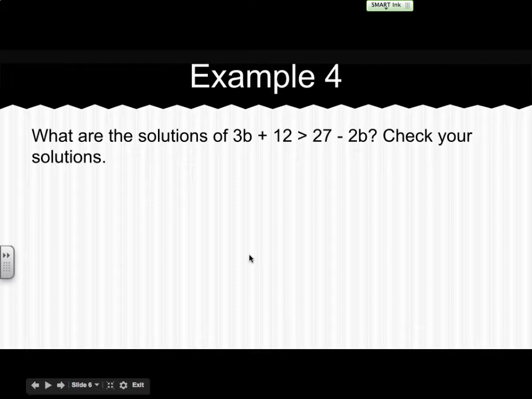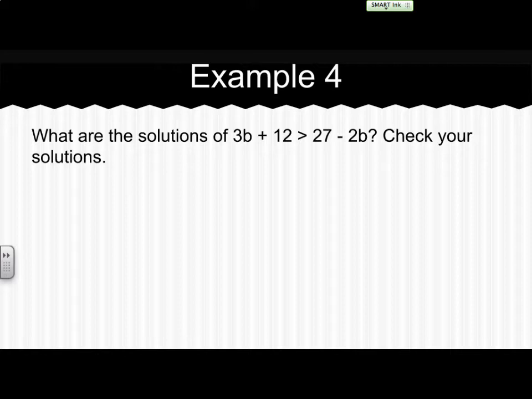Example 4 says, what are the solutions of 3b plus 12 is greater than 27 minus 2b? Check your solutions. Well, we're going to solve this just like we would if there was an equal sign there. We're trying to get our b's on one side, numbers on the other side. Usually when I do this, if I can keep my variable positive, it reduces my chances of making an error of forgetting to flip the sign.